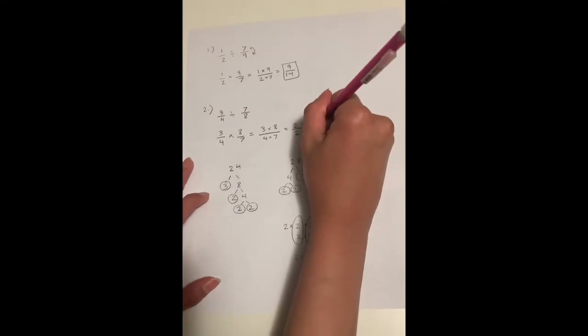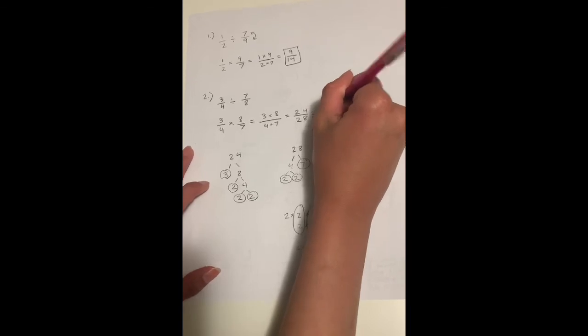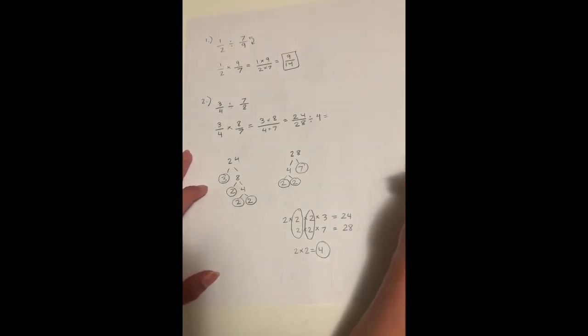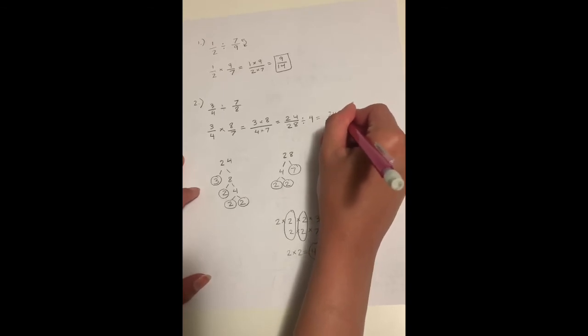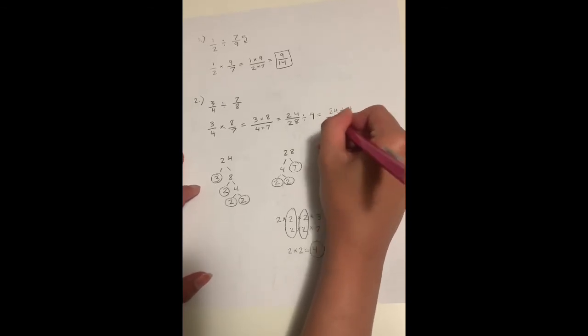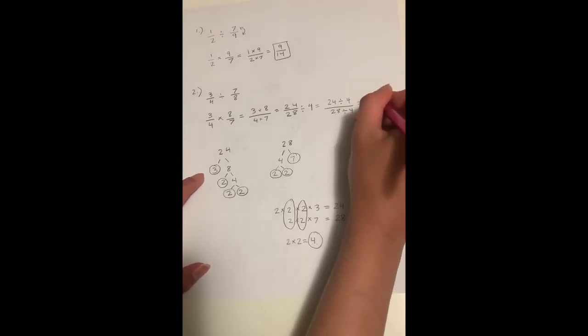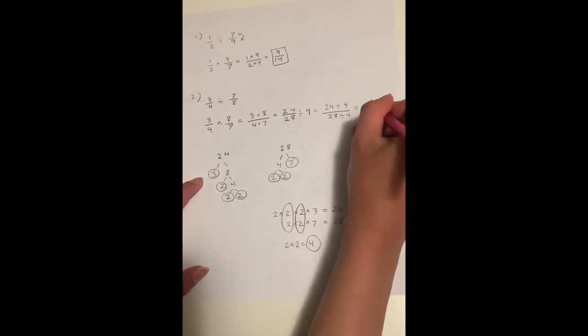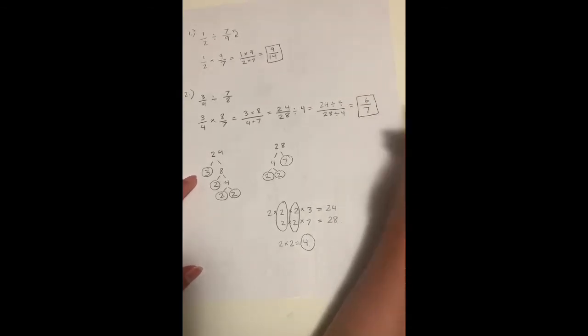So here I am dividing both the numerator and the denominator by 4. So it'd be 24 divided by 4, 28 divided by 4. And your final answer would be 6/7, because it cannot be simplified any further.